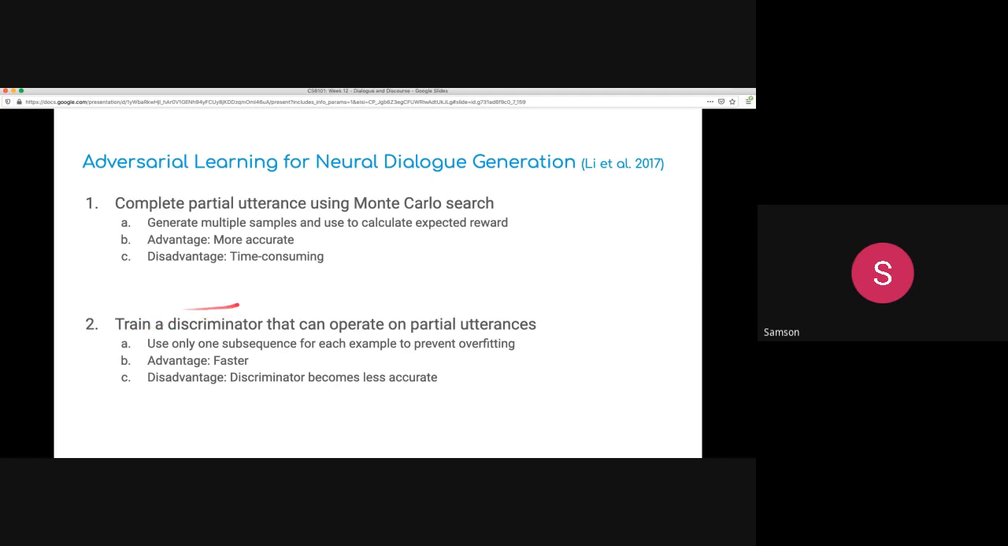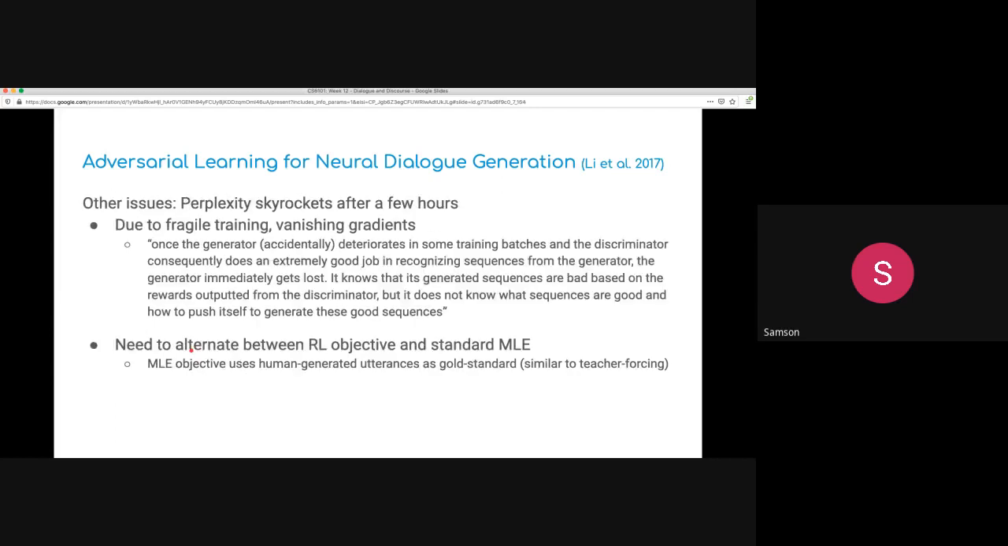And the second approach is to train that discriminator. The advantage is that it's faster, but the discriminator becomes less accurate. And what they do with this, in order to prevent overfitting, I think, is... Oh, okay, this accurate thing is more on the discriminator, that's why I wrote more accurate. The discriminator is more accurate than using the first approach. For the second approach, they only choose one subsequence for each of these examples, which they say is supposed to prevent overfitting.